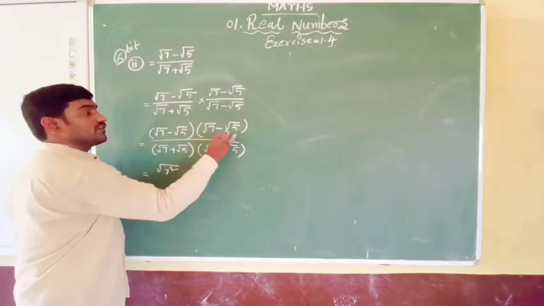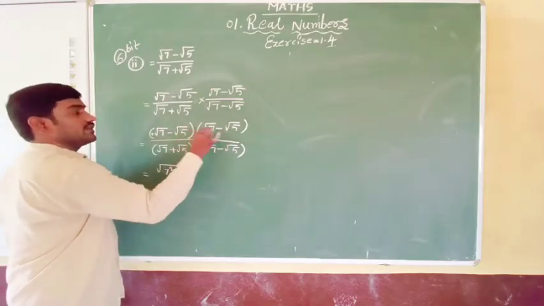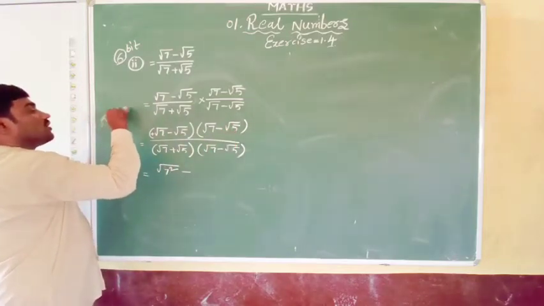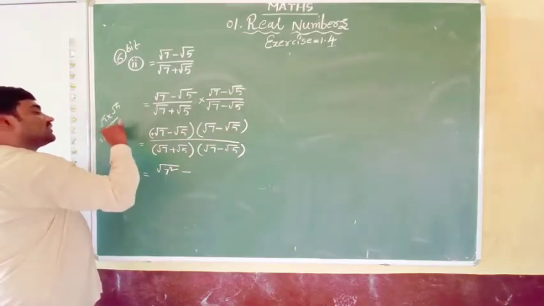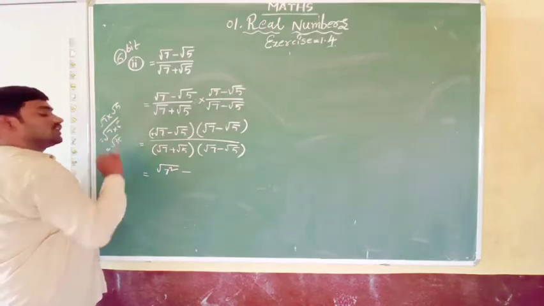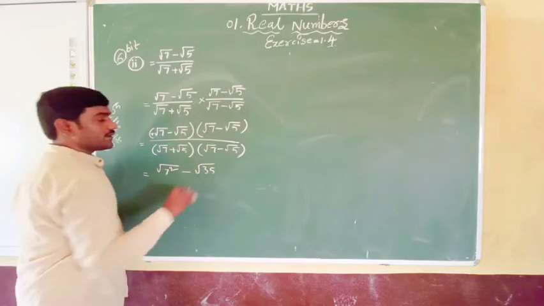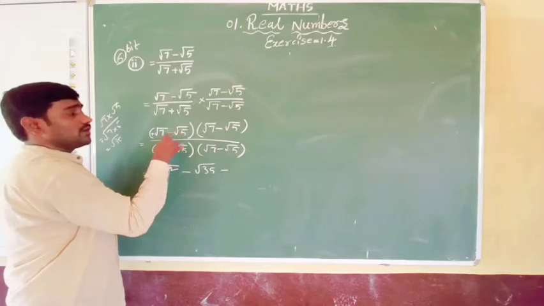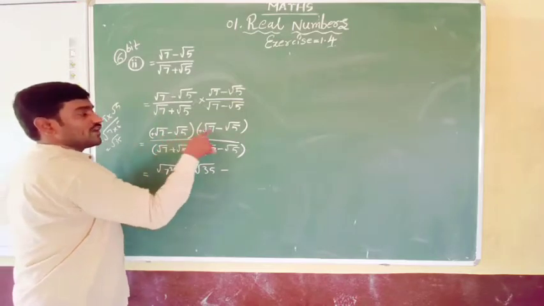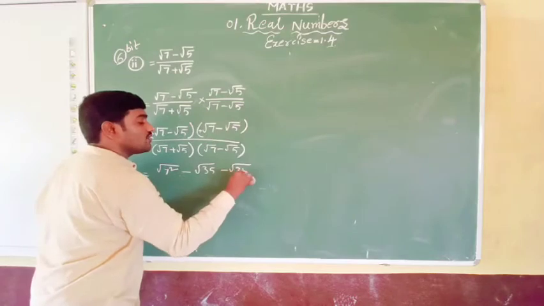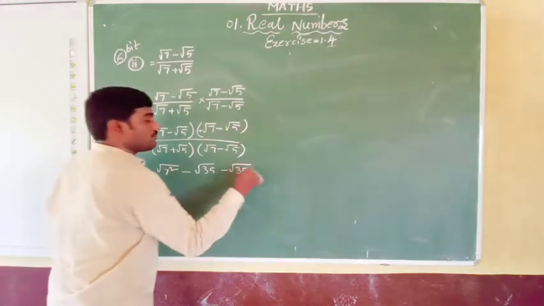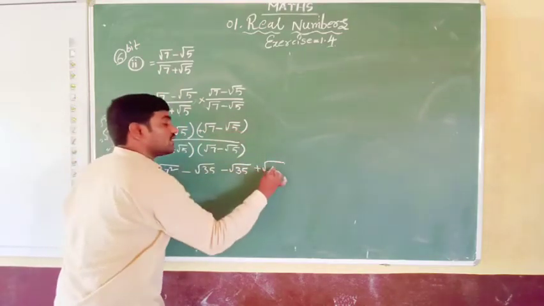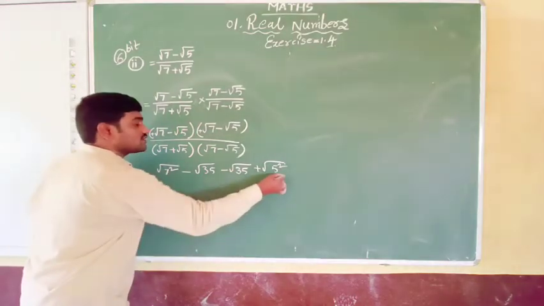Now root 7 into minus, here it is a plus, here it is a minus. Plus into minus is minus, root 7 into root 5, that equals root 35. With 7 we have completed. Now with minus 5: minus into plus is minus, root 5 into root 7, that is root 35. Again minus into minus is plus, root 5 into root 5 is 25, or you can write 5 square.